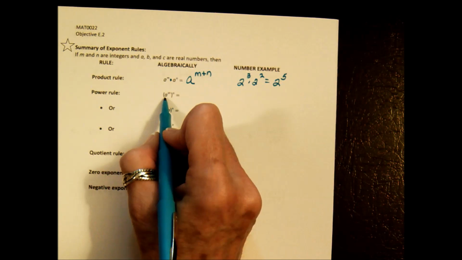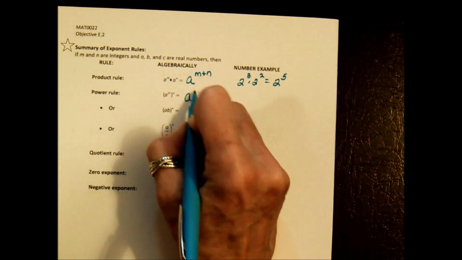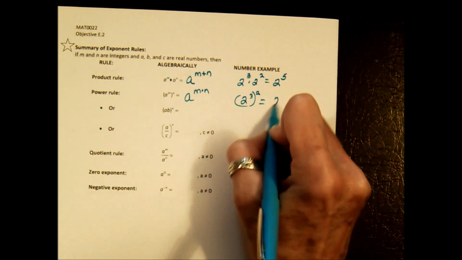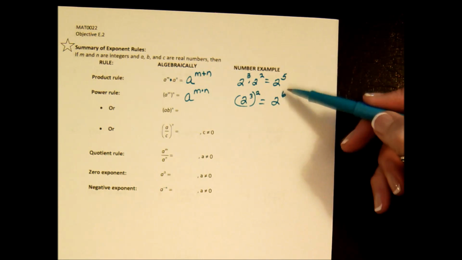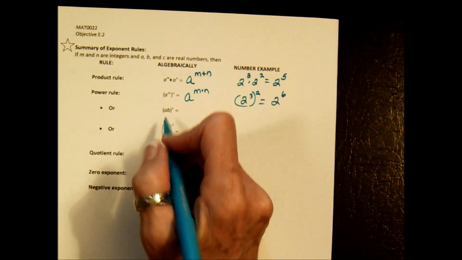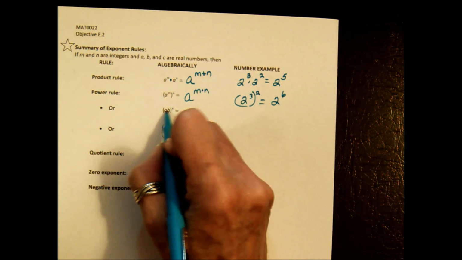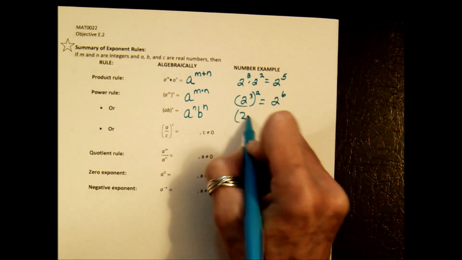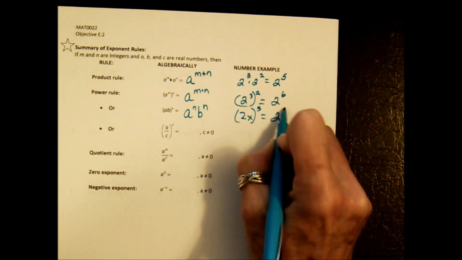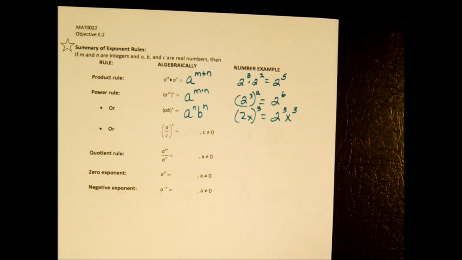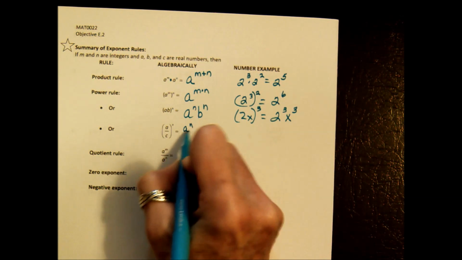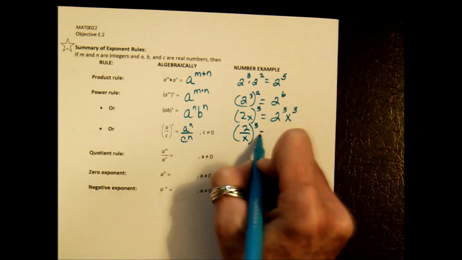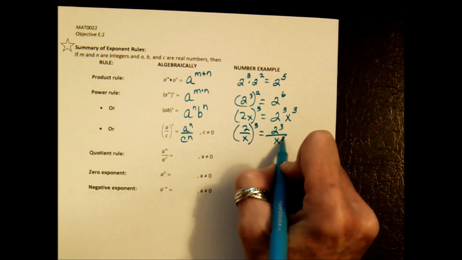Power rule, you have one base with inside and outside exponents, you multiply them. So 2 cubed being squared is 2 to the 6th. Notice I'm not multiplying these out. I'm just applying the rule. Little variations on the power rule. If I have more than one factor in parentheses, then the exponent goes to both. So if I have 2x being cubed, 2 gets cubed and x gets cubed. Here it's a to the n over c to the n. So if I had 2 over x being cubed, it's still 2 cubed over x cubed. It applies to everything.